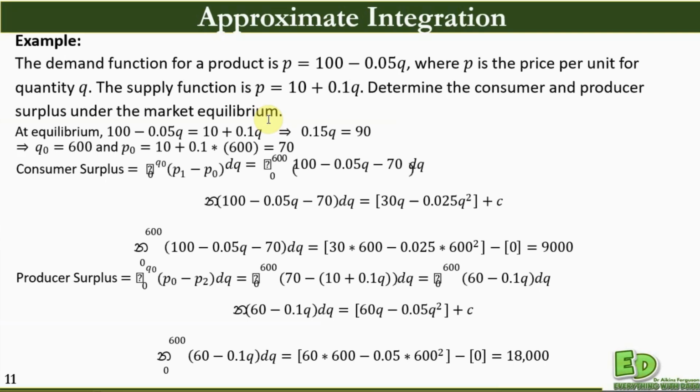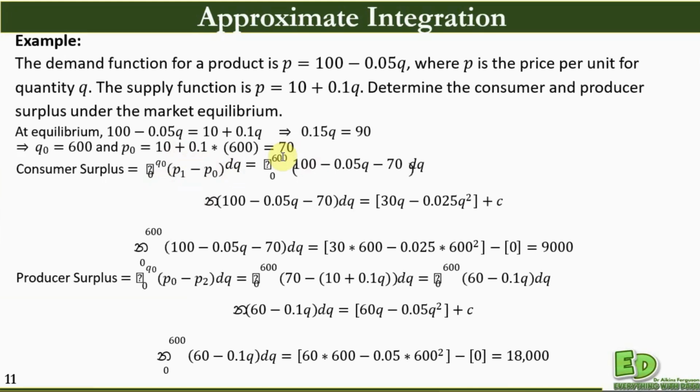What do we do? We find the equilibrium points. Equate these two functions and then you will get the equilibrium points. That is Q0, and you're going to get P0 as well. So we have Q0 to be 600, P0 to be 70 here. We can find the consumer surplus: the integral of upper limit Q0, lower limit 0, of P1 demand function minus P0 initial price.